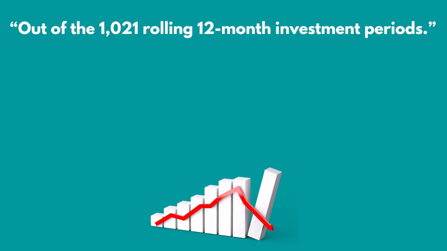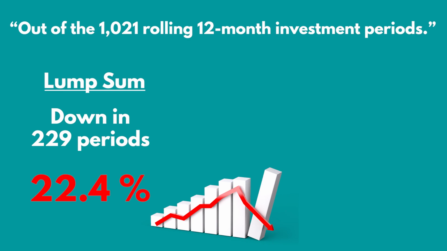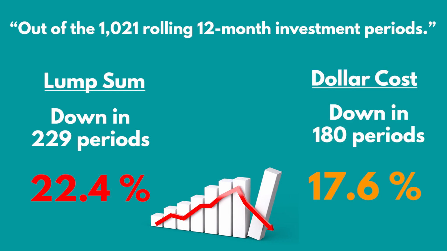Emotional and risk-averse investors could also consider dollar cost averaging if they feel uncomfortable with the idea of their portfolios dropping in a large amount of value just after investing. The research explains that, out of the 1,021 rolling 12-month investment periods, lump sum investing investors would have seen their portfolios decline in value during 229 periods, or 22.4% of the time, whilst dollar cost averaging investors would have seen such declines during only 180 periods, or 17.6% of the time.